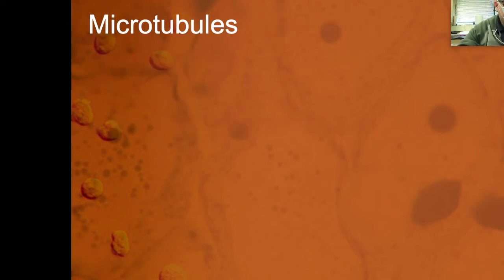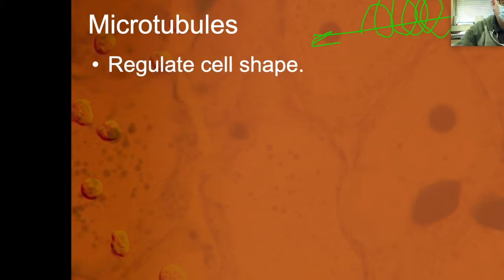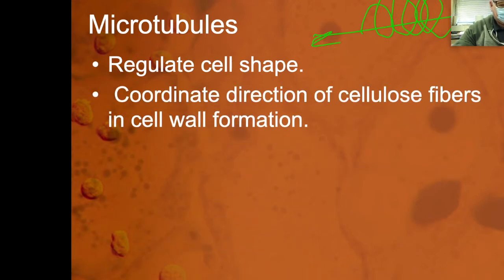The first one, microtubules. These are basically spirals with hollow space in the middle, and that's why they're called tubes, because they're like a straw or a tube. They're hollow in the middle. These help cells keep their shape, and when we talk about cell walls, these will come up again. Microtubules help cellulose fibers align themselves.